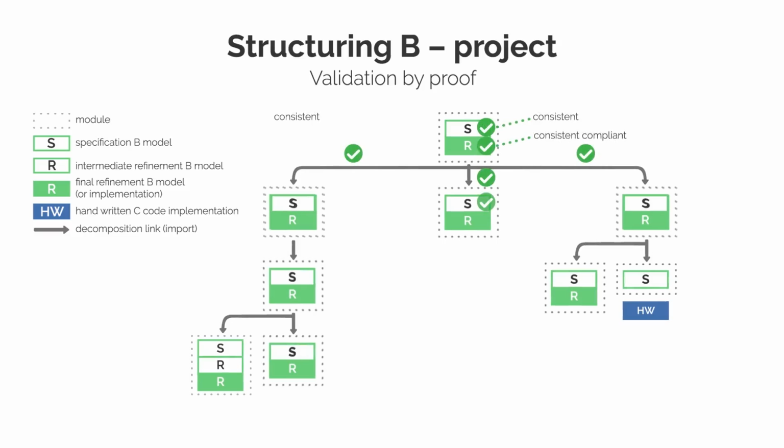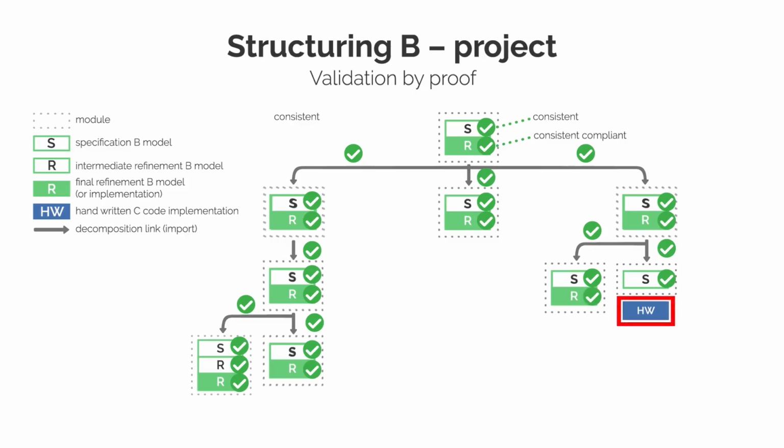When put together, we are sure that at the end, the project is sound and complies with the specification. The only verification that is not performed by proof is a connection between specification and handwritten code that needs to go through regular testing.